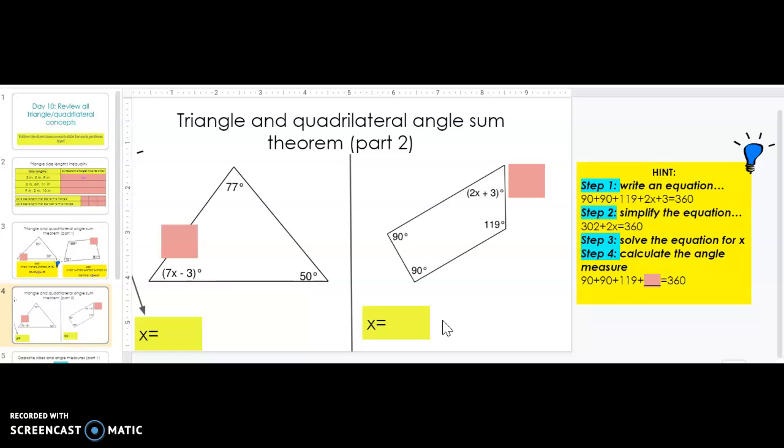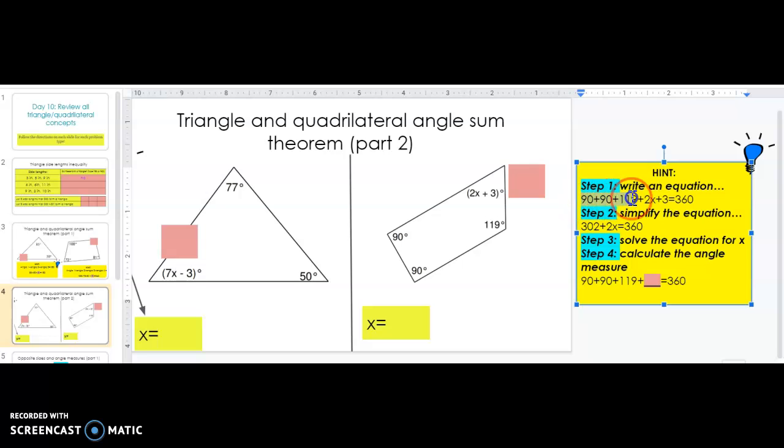Okay, moving over to the quadrilateral. Same process, we just have a little bit more. All right, step 1, write an equation. I know 90 plus 119 plus 2x plus 3 needs to equal 360 altogether because that's the quadrilateral angle sum theorem. Okay, then we can combine like terms.